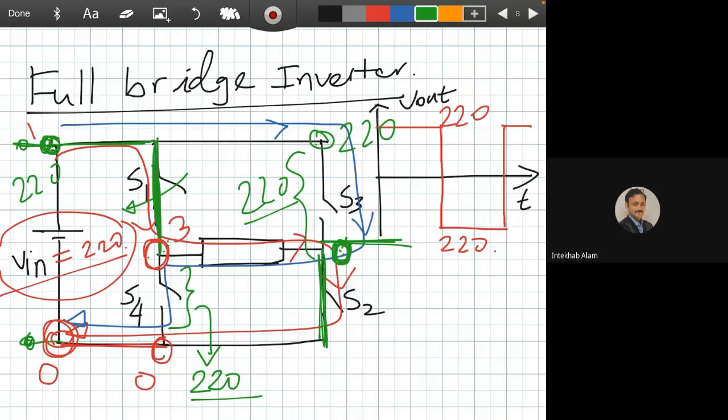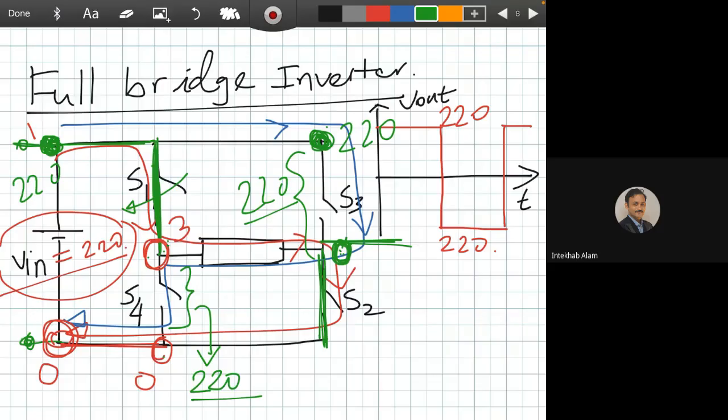Is it okay? And this point up to here is 220, and 220 is in here. So the top point of S3 will also see 220. So the voltage between the terminals of S3 is actually 220 volts. Okay, sir, I understand now. Is it okay with you now?